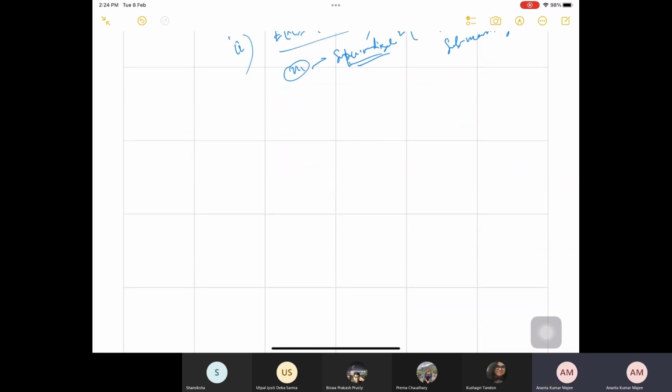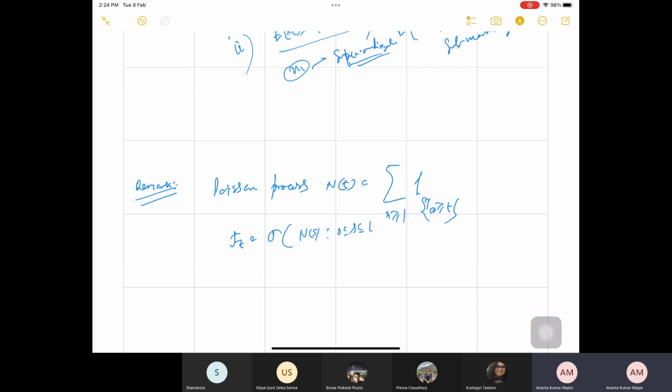Okay, so now I put a remark. We have seen the Poisson process, no? The Poisson process in t. What is that? We have already seen it: the summation over the indicator function of Tn less than or equal to t, over n greater than or equal to 1. It counts the number of jumps. And then I am considering Ft, the natural filtration, the sigma algebra generated by N of s for 0 less than or equal to s less than or equal to t, similar to what we did for the discretization case.